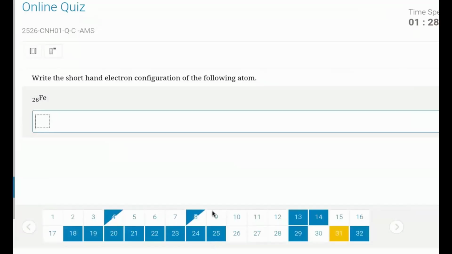Question 31 is talking about the shorthand electronic configuration. What is the shorthand? Instead of writing the full configuration every time, I can go to the previous noble gas in the periodic table and write its configuration as a summary. So what is the previous noble gas? This is just a shorthand to decrease the time of writing. Instead of writing 1s2, 2s2 every time, just summarize.